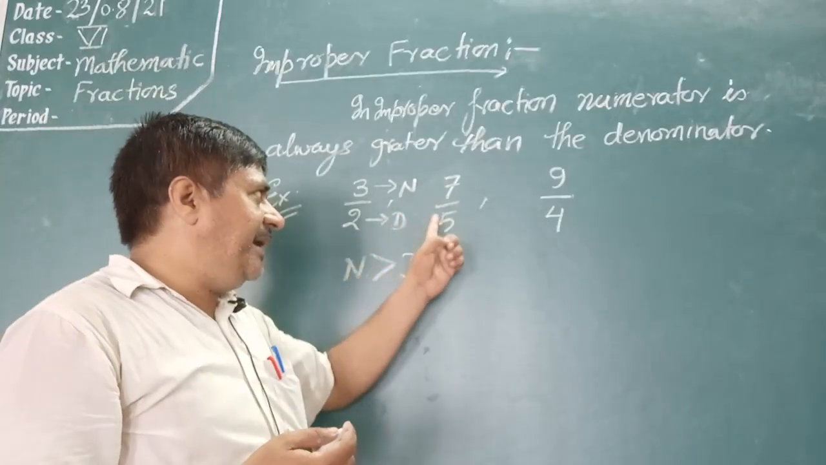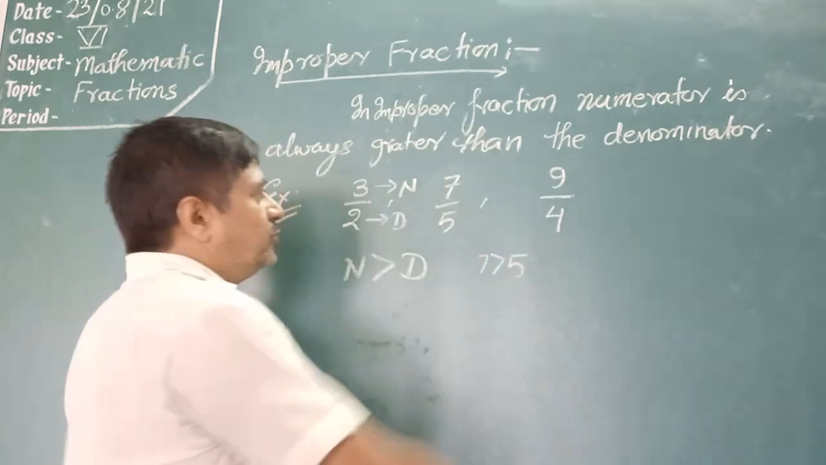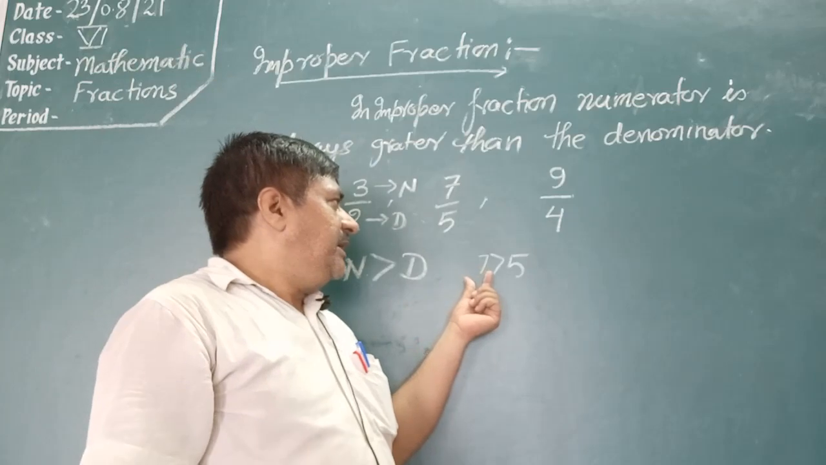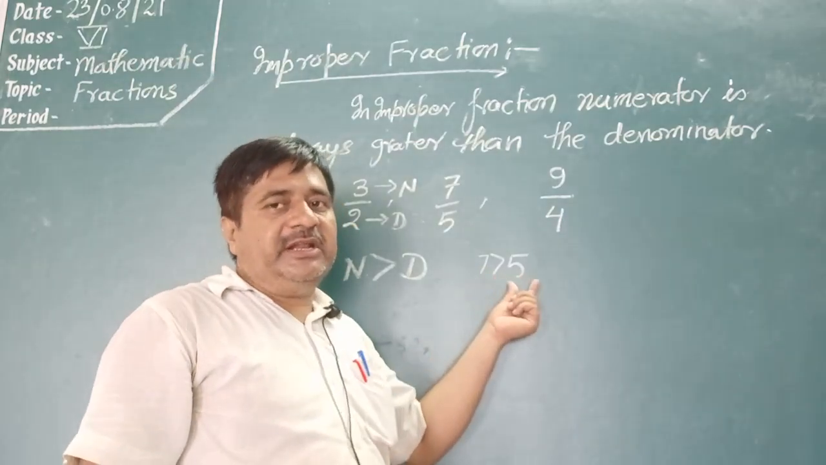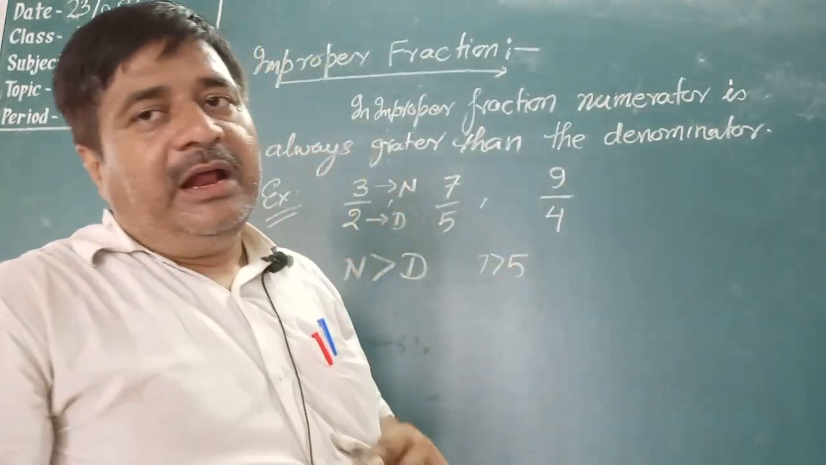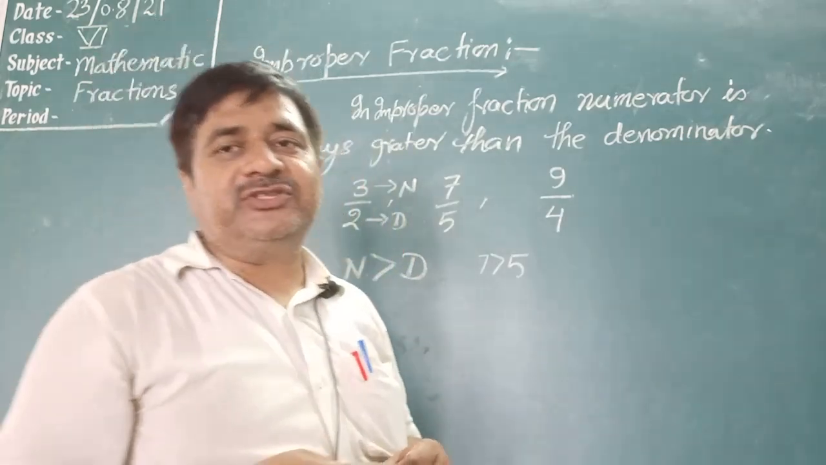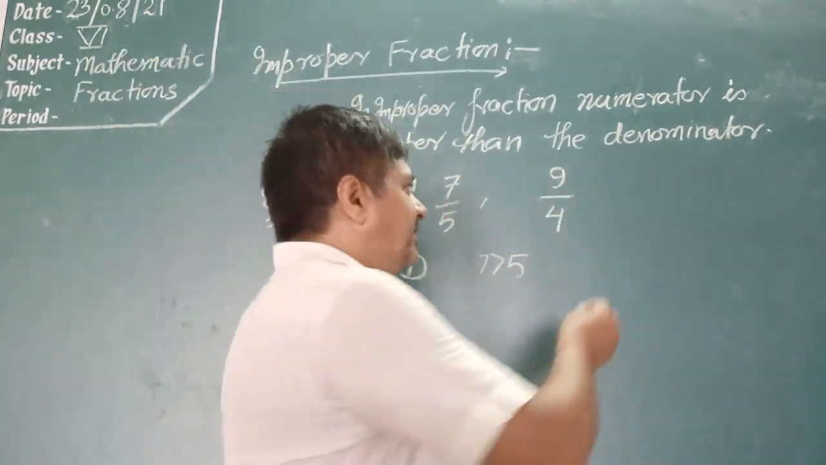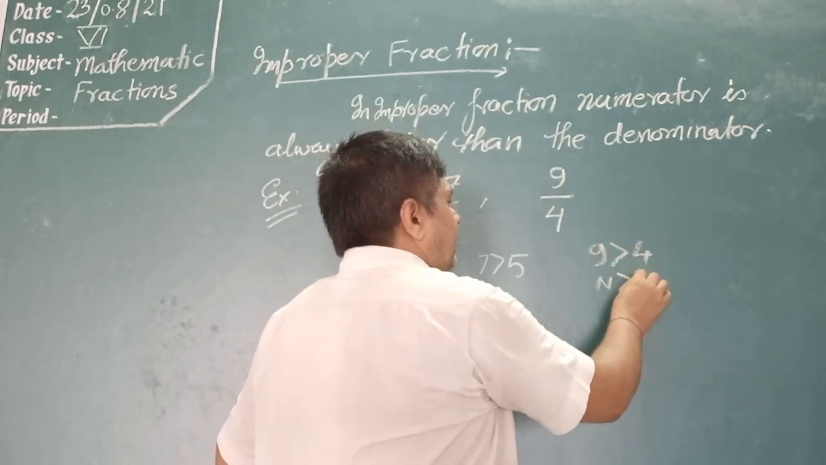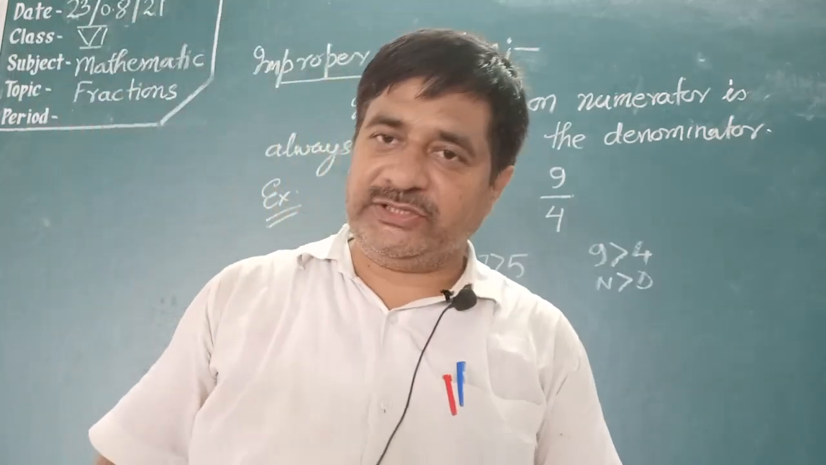Similarly, 7 by 5. 7 is also greater than 5, so it is an improper fraction because the numerator is greater than the denominator. The next example is 9 by 4. 9 by 4 is also an improper fraction because 9 is greater than 4, which means the numerator is greater than the denominator.